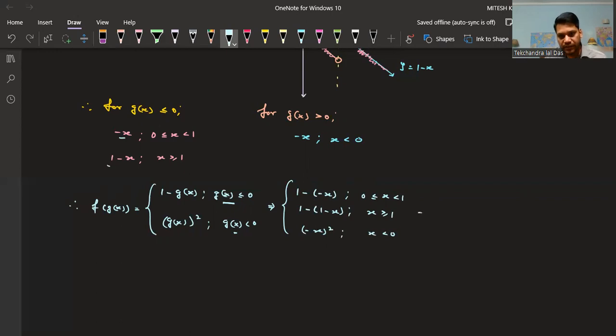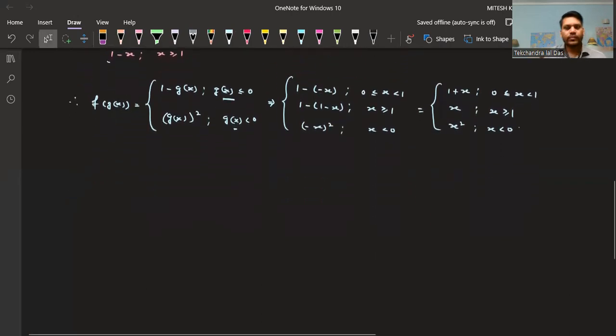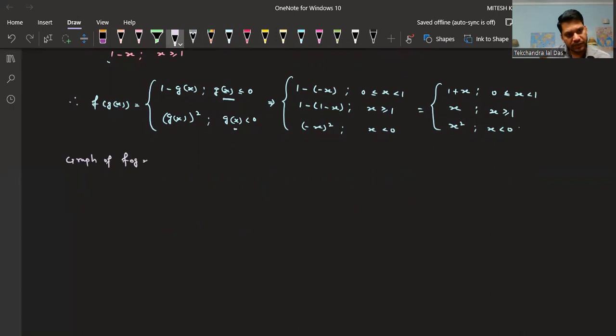Now just rewrite this function again. So this is 1 plus x, and this is for x between 0 to 1, x for x greater than or equal to 1, and x square, this is for x less than 0. Done? Now we can study this function further. Let's draw the graph of this function. So while drawing the graph of this function, let me write graph of f composite g(x).